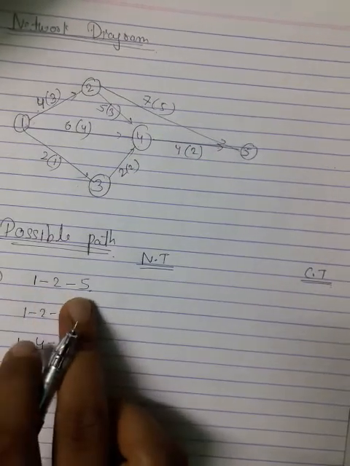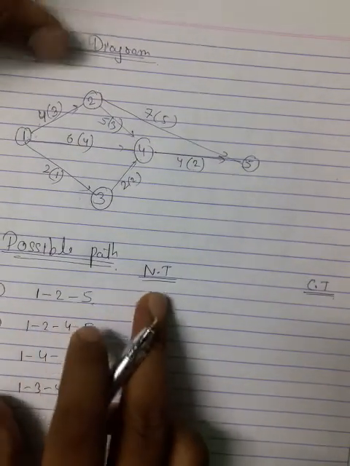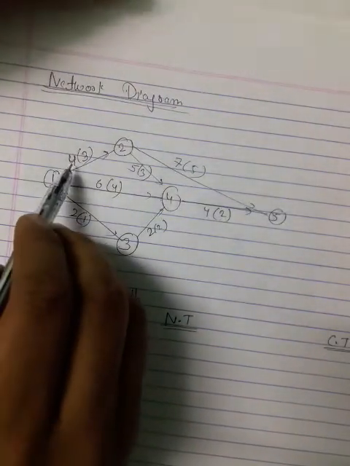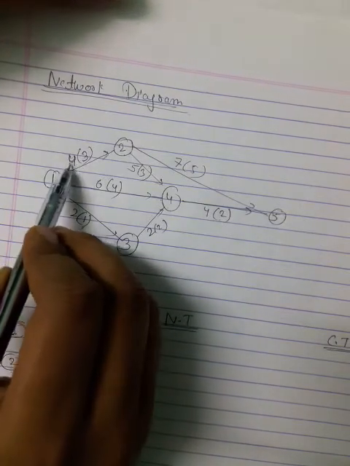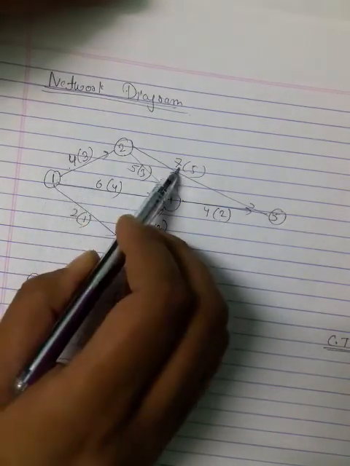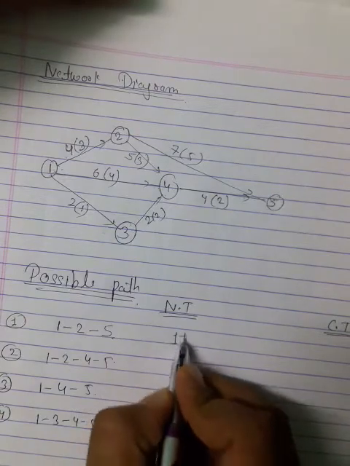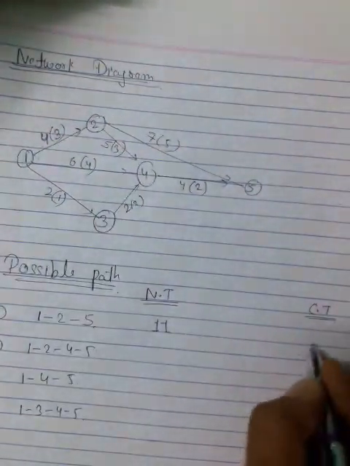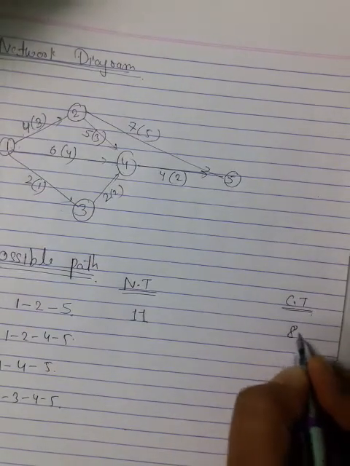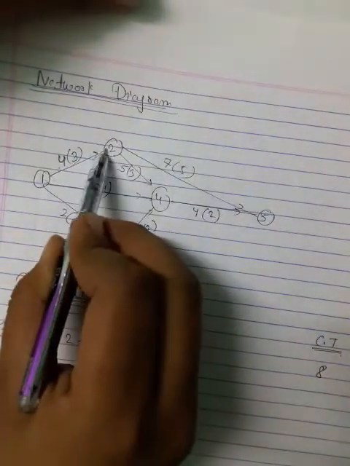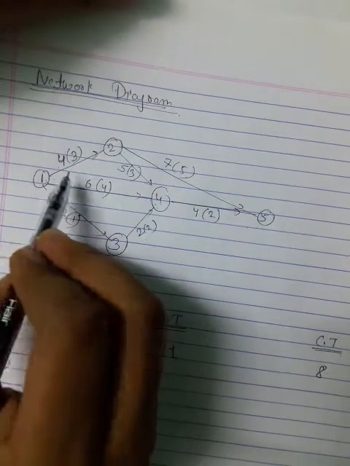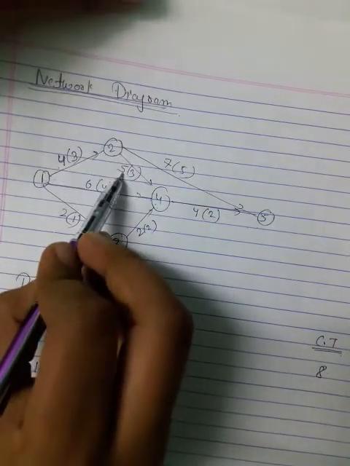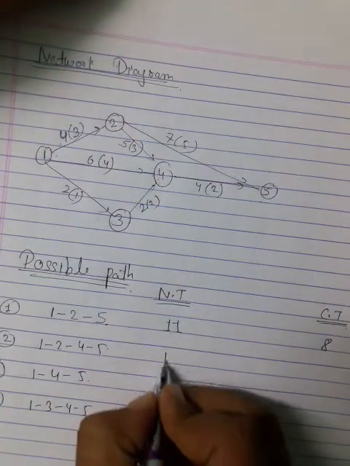So for the 1 to 2 to 5 path, what is the normal time? You have to count the sum of the values outside of the bracket, that is 4 and 7, that is 11. Now the bracket values 3 and 5, that is 8. For the next path 1 to 2 to 4 to 5, the normal time is 4, 5, 4, that is 13. That is the normal time.